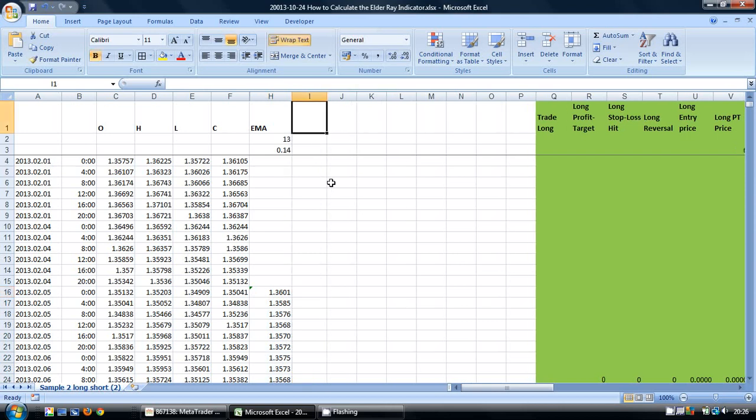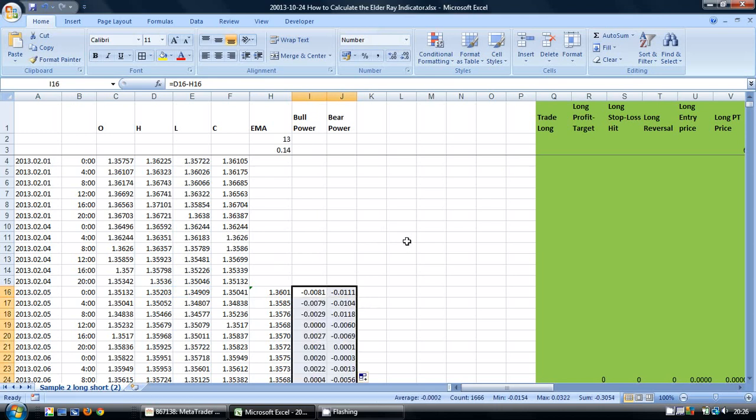First of all, I'm going to do the bull power and then the bear power. These are the two components of the index. And these are going to be the same length as the EMA. For the bull power I'm going to take our high and subtract from that our EMA. And for the bear power I'm going to take our low and subtract from that again the EMA. Highlight both of these and then copy them down to the cells below.